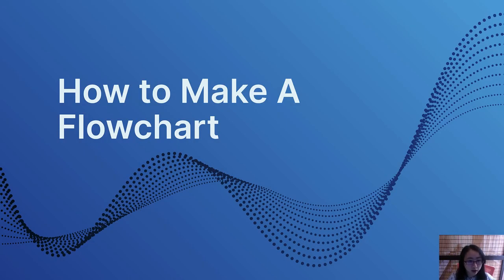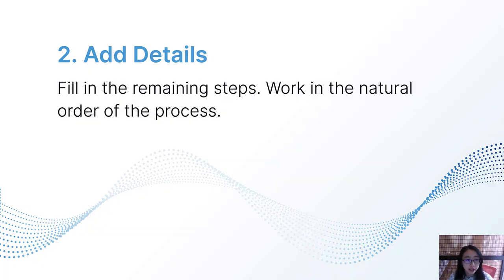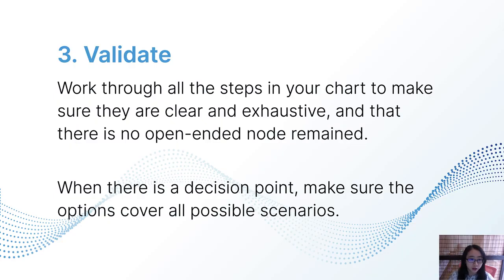And here are some steps on how to make a flowchart. First, we need to map out the major steps, meaning we need to list all the major steps that are involved in our process. And then we add details into these main blocks. And then we go through the whole process again and validate whether it makes sense and whether we need to add other details inside.